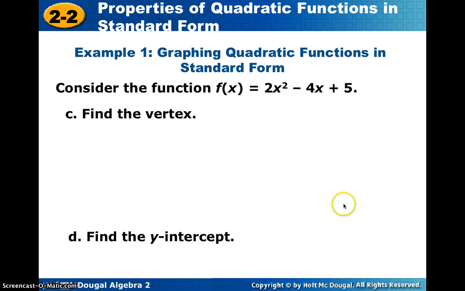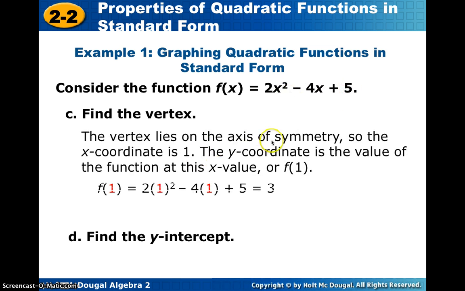Now, to find the vertex, since we got 1 for the symmetry, we can just plug in 1 into this function and see what we get for the vertex. So we're going to say the vertex lies on the axis of symmetry. So the x-coordinate is 1. The y-coordinate is the value of the function at this x value. So put in 1 for x, and when we plug in, we get 3. That means that the vertex is at 1, 3.